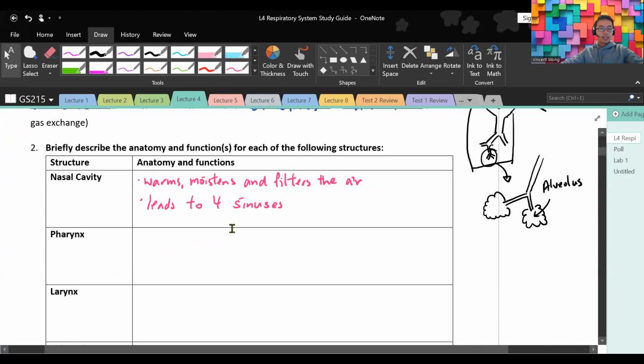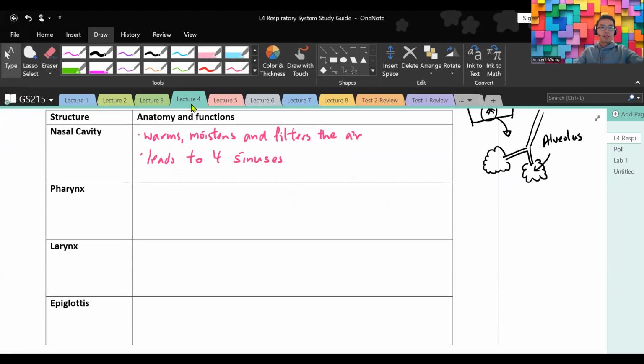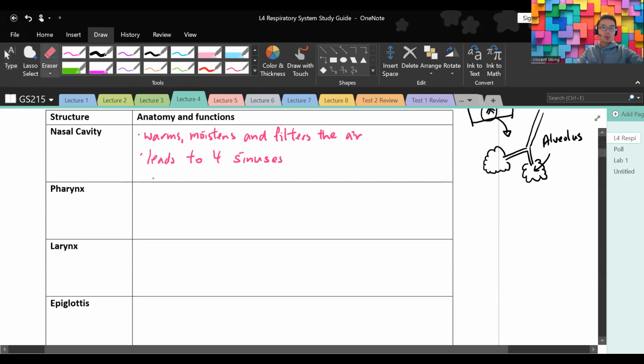So that's the nasal cavity. And then we go to the pharynx, right? The pharynx is the common passageway for food, liquid, and air. So anything we swallow, anything we inhale is going to pass through the pharynx. It's basically like the back of the throat, right? The throat, we can say.